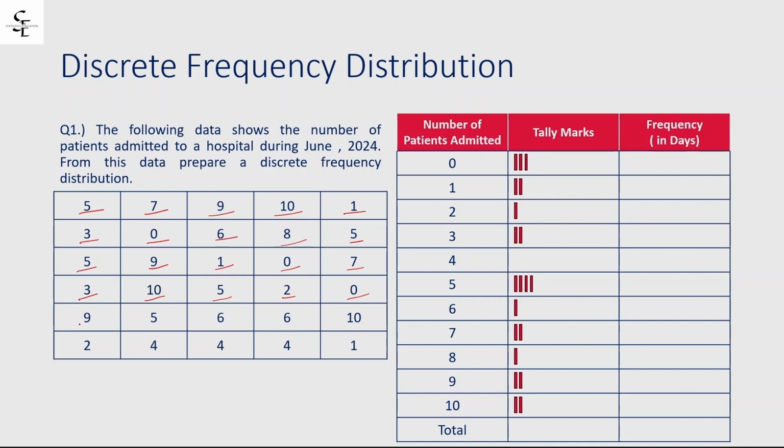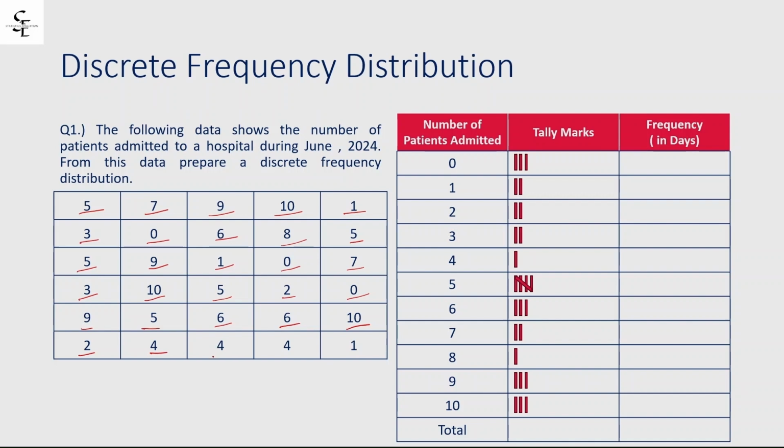The next value is 9, so we will put a tally mark against 9. The next value is 5, so we will put a tally mark against 5. The next value is 6, so we will put a tally mark against 6. The next value is again 6, so we will put a tally mark against 6. The next value is 10, so we will put a tally mark against 10. The next value is 2, so we will put a tally mark against 2. The next value is 4, so we will put a tally mark against 4.